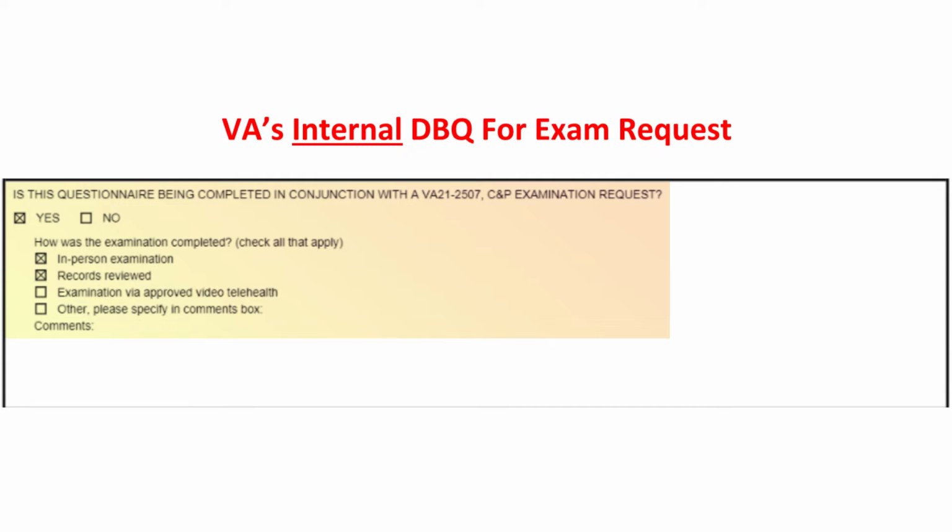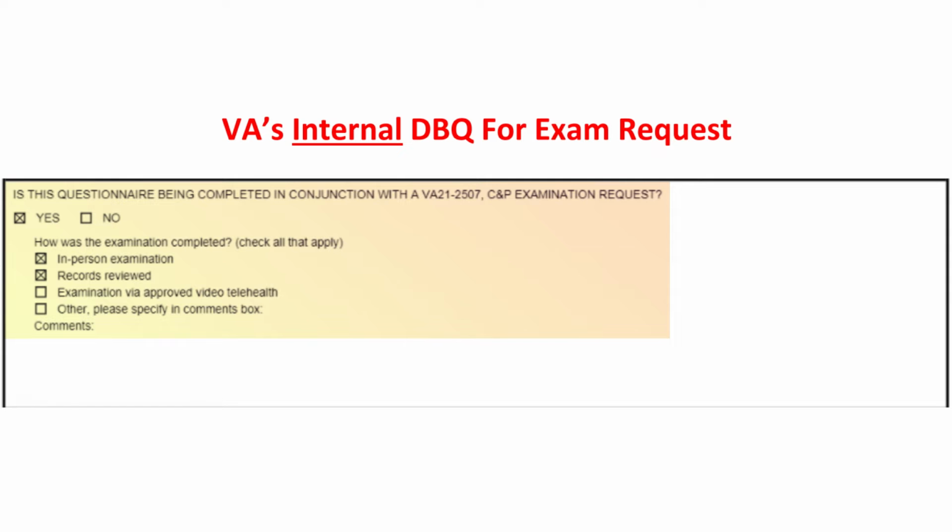So, VA claim language. If you ever call the VA 800 number and you want to know, hey, what exam did they request? What medical opinion did they request? When you call that 800 number, you can ask them, hey, can you look at the recent VA 21-2507 CMP exam request and let me know what condition was requested and what type of medical opinion, all right? Now, with that being said, the answer is yes. How was the examination completed? In person, records reviewed, okay? Other, please specify in comments.